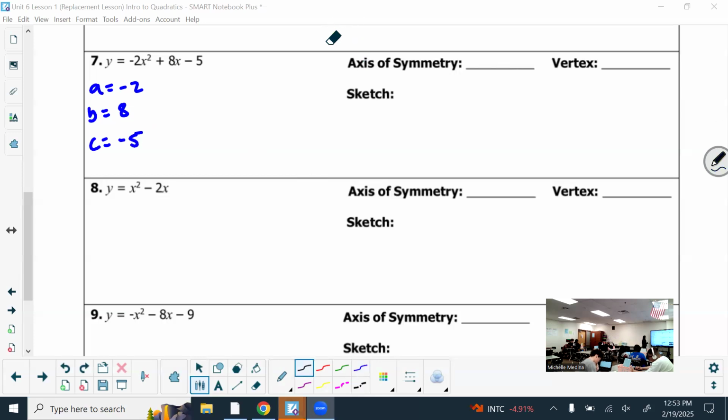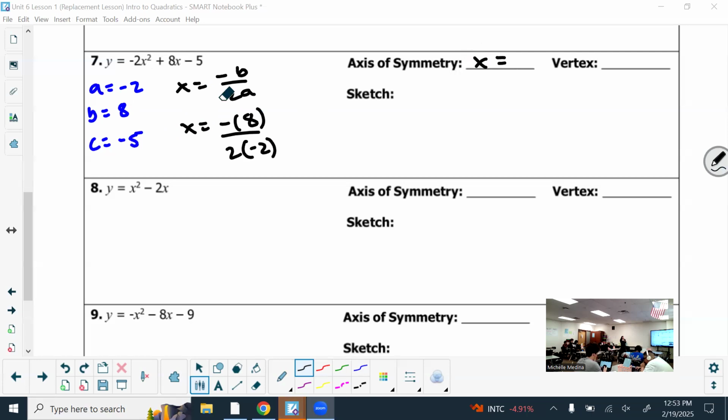The axis of symmetry formula you should be getting from your notes probably right now, so you have it memorized. But it always starts with x equals. And you get what x equals from plugging in your B and your A. Here's me plugging it in.